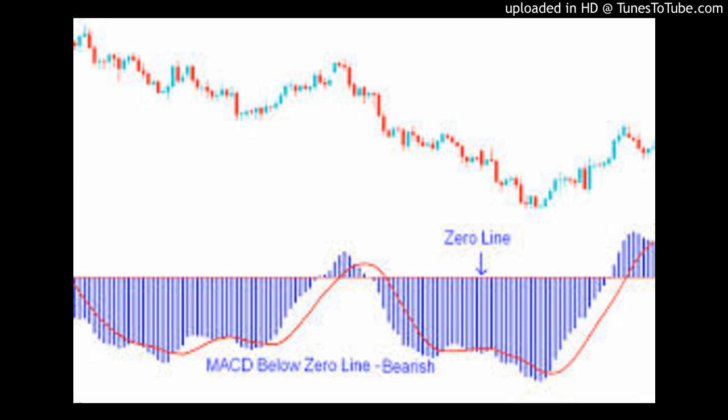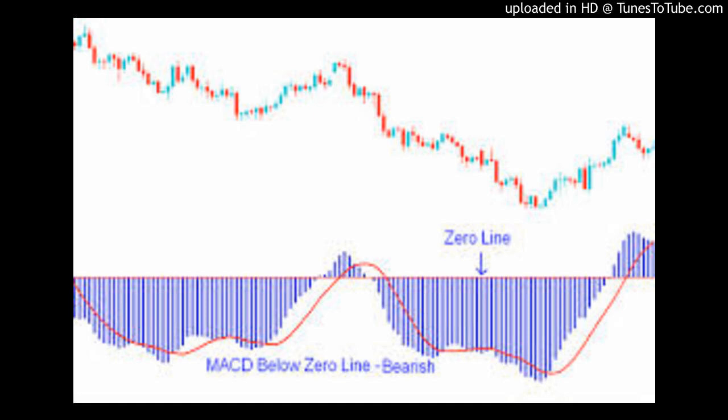RSI has punched very far below its 30 line into oversold territory and now is clearly crossing back up the 30 line, which is generically bullish. SMI similarly went below its minus 40 line and is now crossing its trigger at more or less the exact same time as RSI.